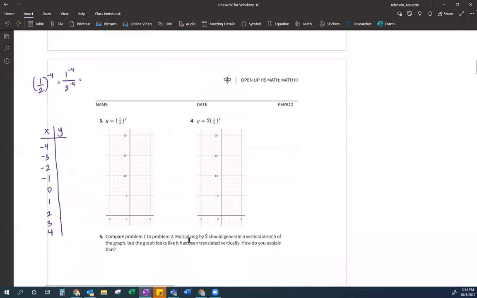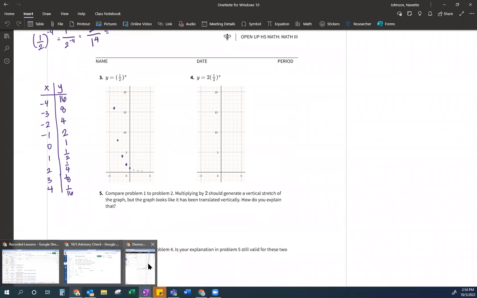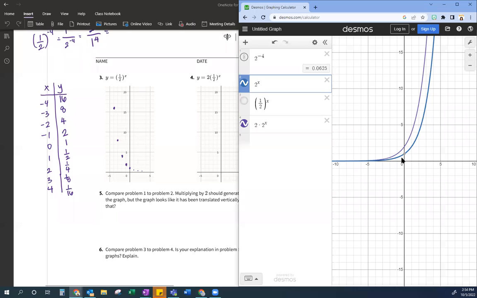So the question was, compare problem 1 to problem 2. Multiplying by 2 should generate a vertical stretch of the graph, but the graph looks like it has been translated vertically. How do you explain that? So it actually hasn't been translated vertically, because if that was true, then this asymptote here would have moved up 1. Remember, we talked about shift up 1, but it hasn't, right? But why does it look like it moved up 1?